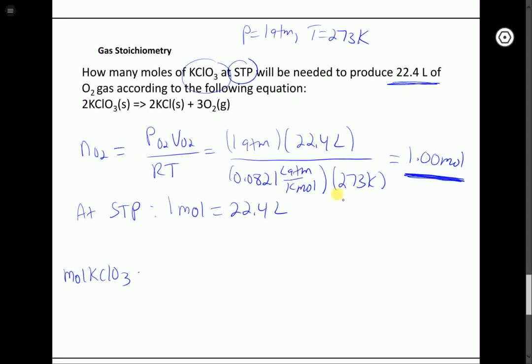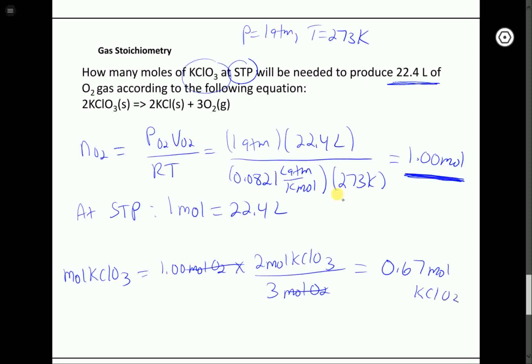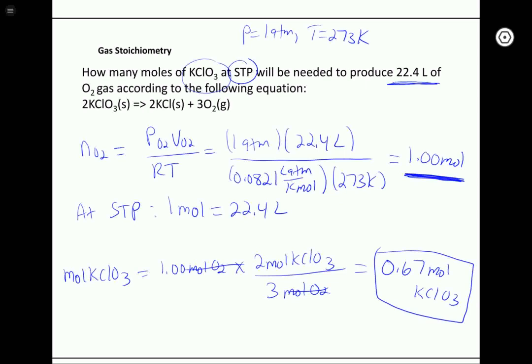So the moles of KClO3: we have 1 mole of O2 as a product, and then from the balanced reaction we need 2 moles of KClO3 for every 3 moles of O2, and that's how we get 0.67 moles of KClO3. Alright, so this is the answer you wanted to pick. A lot of you picked just 1 mole as your answer, and that again was because you used PV equals nRT properly, but then did not do the stoichiometry afterwards to relate that back to moles of KClO3.